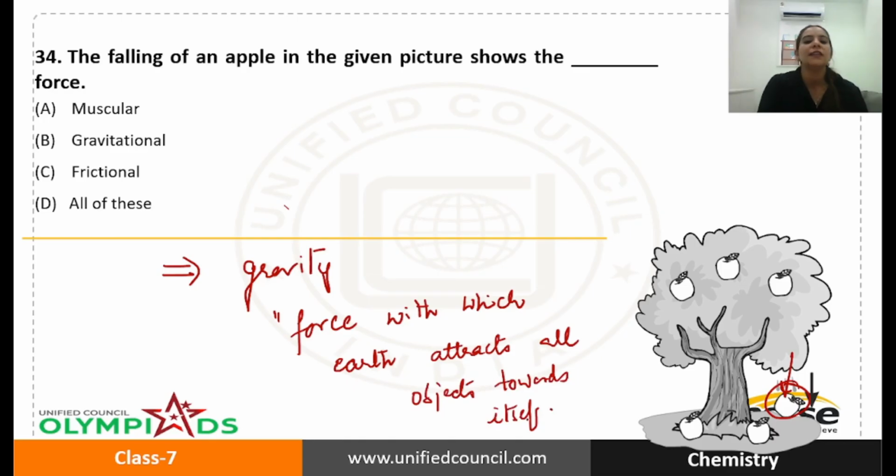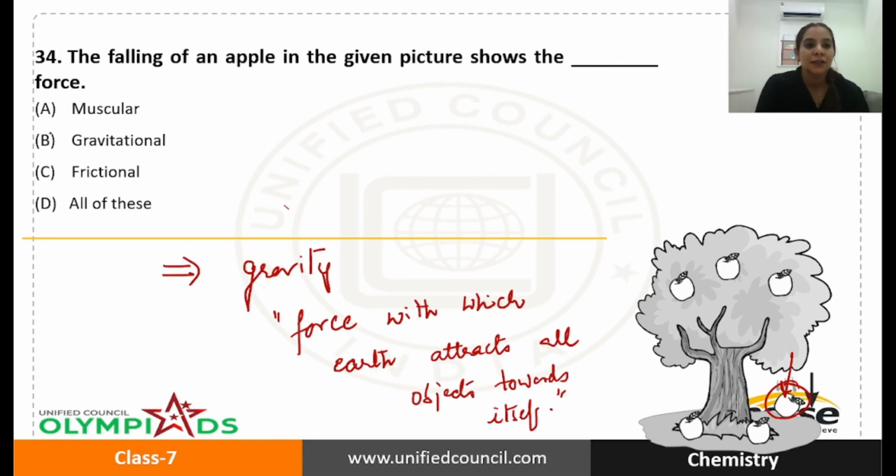Attracts all objects towards itself. Okay, so this is what exactly gravity is. That is the reason Earth is exerting a force and attracting all the things towards itself. Now that means when the apple is falling down, it is also attracted by gravity. That is the reason it is going down.